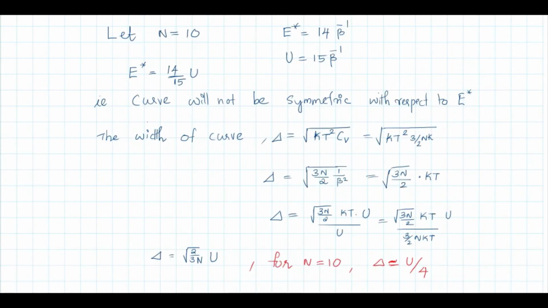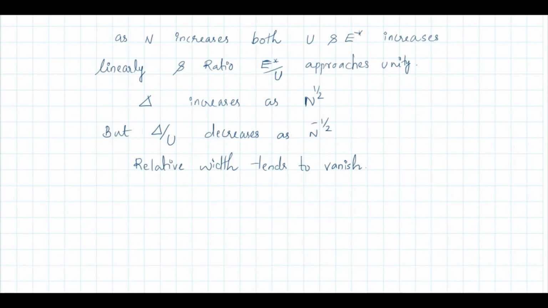What about delta? What is the equation for delta? Delta is 1 by root n, right? Here there is a u, and u is directly proportional to n. So in effect delta is proportional to root n, or delta increases as n raised to half. But delta by u, the relative fluctuation, the width divided by the mean value, will decrease as n raised to minus half.